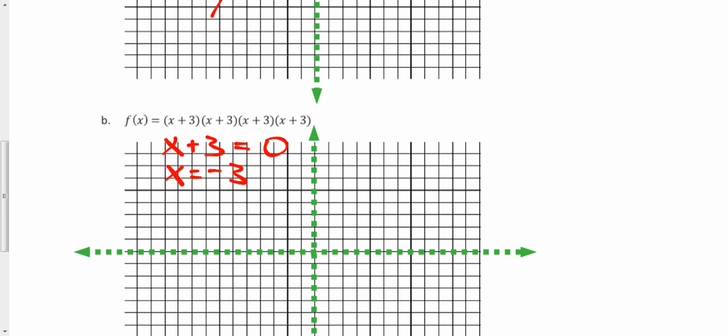So what does it look like? Now I'm going to be counting by ones again. Negative 1, negative 2, negative 3. I got a 0 right there. And here's what it looks like. I'll do it in blue. It looks like that. That one just touches the x-axis there, but does not cross. Okay?